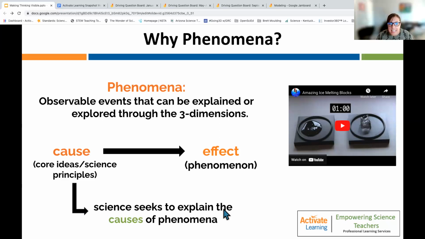Science literally seeks to explain the causes of that thing we see, which is the effect. So if we see things like condensation on a glass, that's something I see. There's a science reason causing that to happen. And our job as educators is to help kids figure out what is causing that to happen. So I want you to think about that as I engage you with the phenomenon right now.